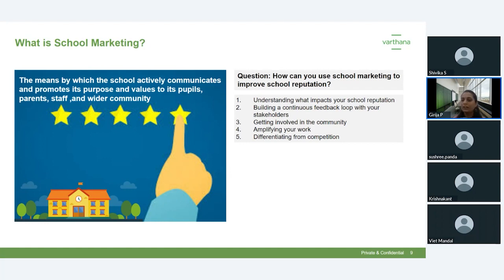And marketing will help you to have continuous feedback with all the stakeholders. It will help you understand how all the stakeholders perceive your school and what the school reputation is in front of them. School marketing will help you get involved within the community through various activities, which will definitely improve your school reputation when you get more connected with the parents.